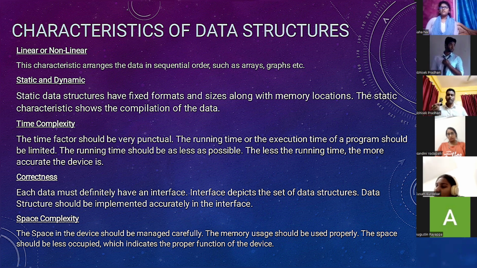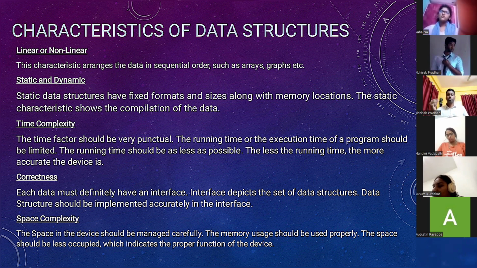Then comes the correctness. Each data must have an interface, or it should be correctly associated with its value. Now, int X should always have an integer value. It cannot have a floating point value or a decimal value. So every data should be correctly associated to its respective data type.